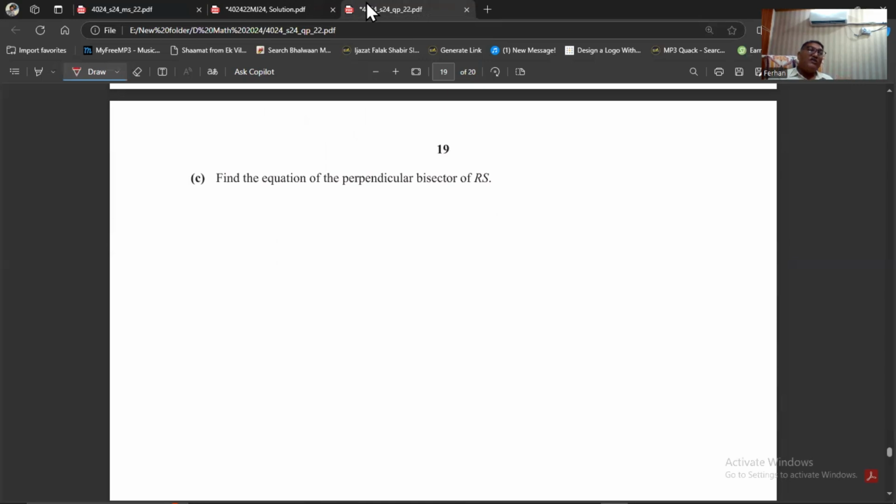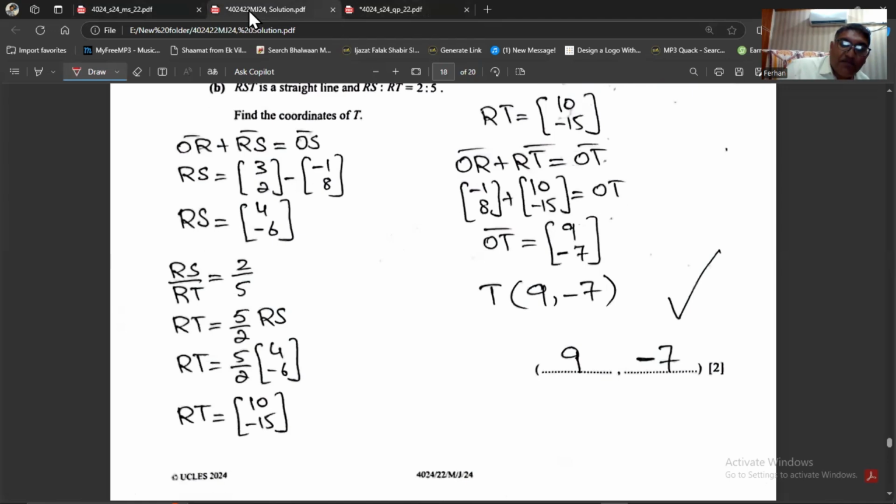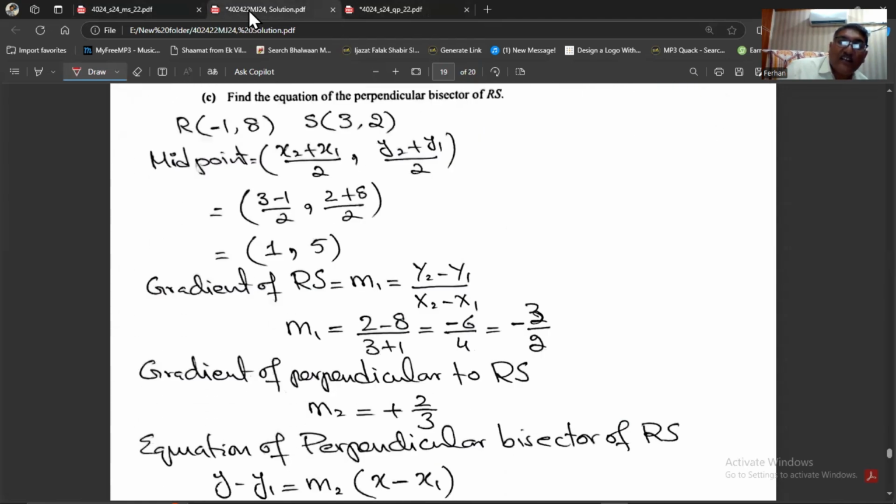Then I need to find the gradient of RS. Then I need to find the gradient of the perpendicular to RS. Then I will use that gradient, which is of the perpendicular, and the midpoint, and I will find the equation. And that will be the equation of the perpendicular bisector. The perpendicular bisector actually passes through the midpoint of R and S and is perpendicular to RS.